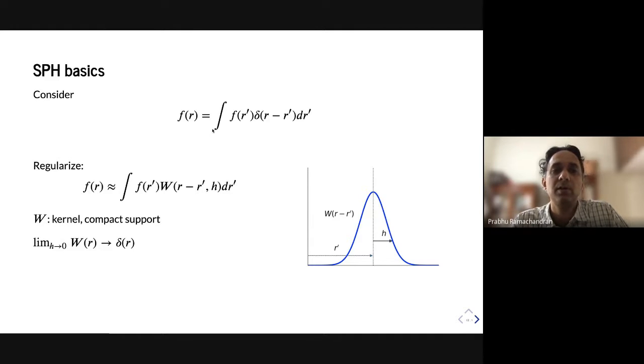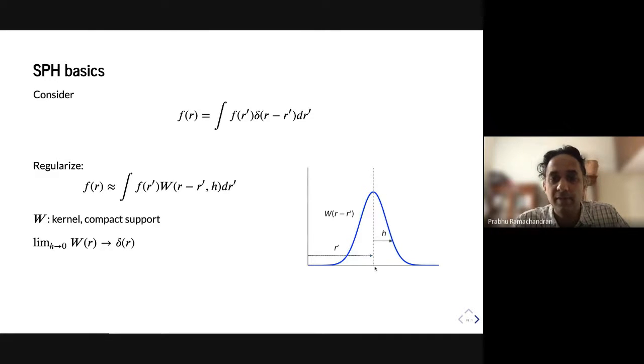So what is done is this integral is regularized, which means you introduce an approximate Dirac delta distribution, and this is called a kernel function or a smoothing function. So this is a function which has compact support and has a parameter called h, which is the size of this function. So this is a compact function here, and looks like a Gaussian, and this function is your kernel.